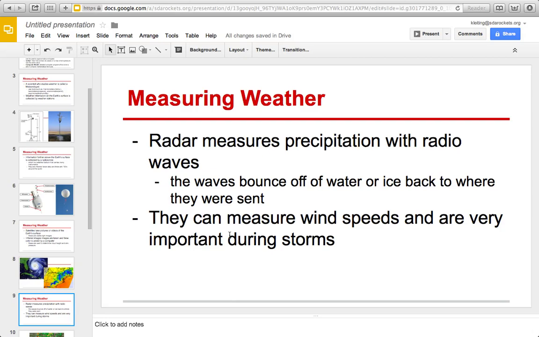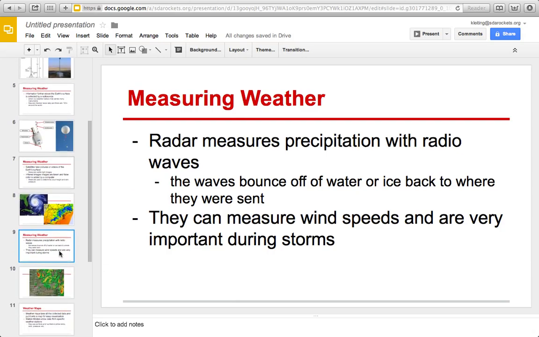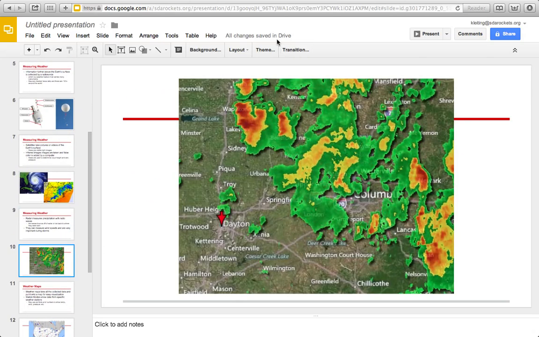Radar measures precipitation with radio waves. The waves bounce off of the water or the ice back to where they were sent from, and that's how we know where the precipitation is. They can measure wind speeds and are very important during storms. So these would be the kinds of things that you would be used to looking at, a radar.